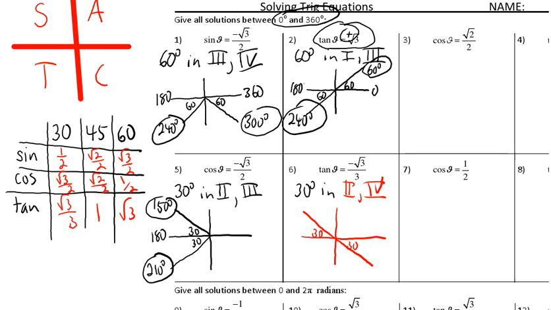Can you give me the quadrant 2 answer? 150. 150, good. 30 degrees before 180. If I'm on the left side, I'm always thinking based on 180 degrees. And let me just make that a little bit easier to read.